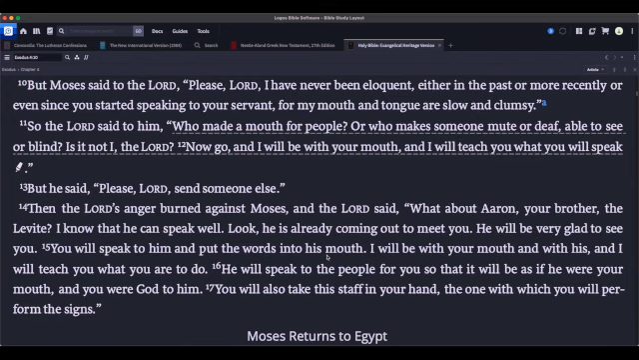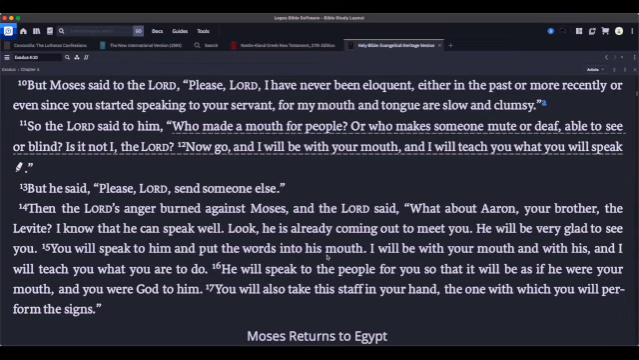But he said, "Please, Lord, send someone else." Then the Lord's anger burned against Moses, and the Lord said, "What about Aaron, your brother, the Levite? I know that he can speak well. Look, he's already coming out to meet you. He'll be very glad to see you. You will speak to him and put the words into his mouth.